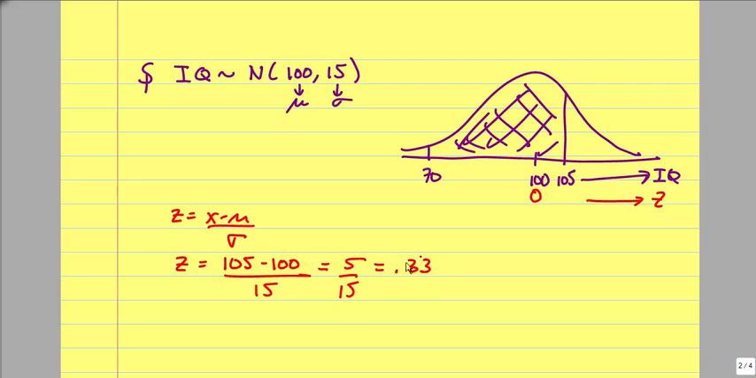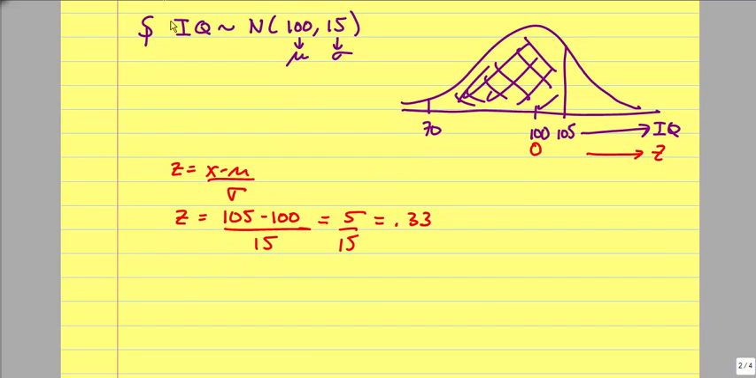Now, my tables don't go any further than hundredths, so it doesn't do any good to take it out any further. Now, my other score, this is 0.33 here on my Z scale, my other score would be 70 minus 100 over 15. Now, 70 minus 100 is a negative 30 over 15, which simplifies to negative 2. So this basically says I'm 2 standard deviations below the mean, all the way up to a third of a standard deviation above the mean.